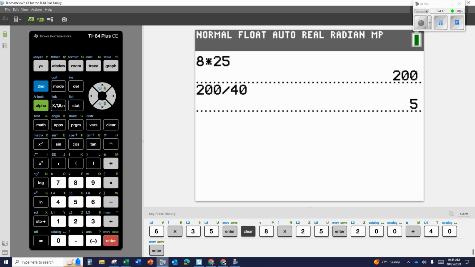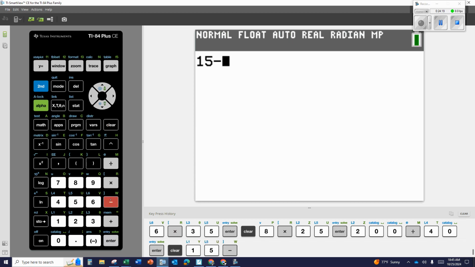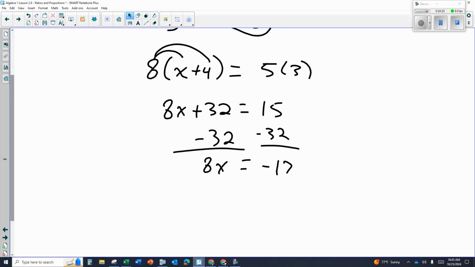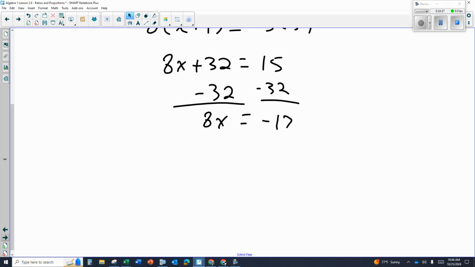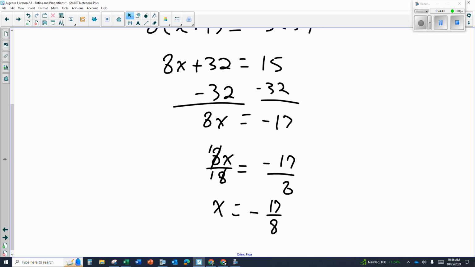And we'll check that. 15 minus 32. There's our negative 17. And we're solving for x. So x is being multiplied by 8. So 8 times x divided by 8 equals negative 17 divided by 8. 8 divided by 8 leaves us 1 over 1 times x, which is just x. And our number for x is negative 17/8. That is the value of x.